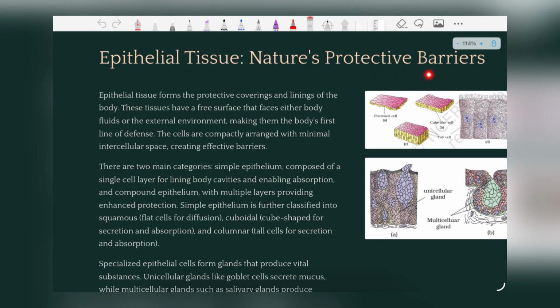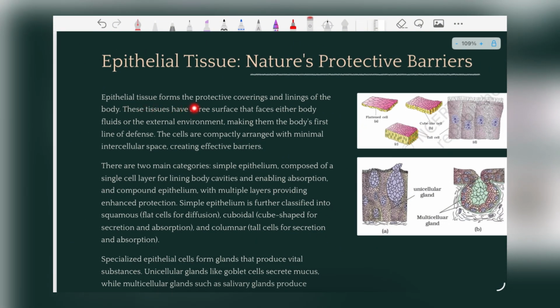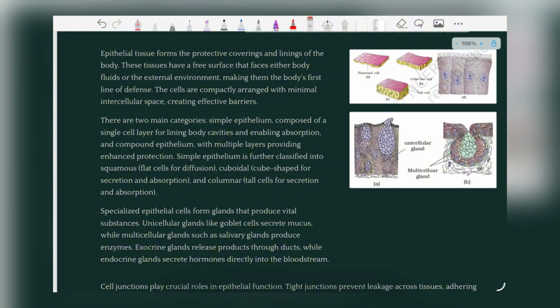Epithelial tissues, nature's protective barrier. Epithelial tissue forms the protective covering and lining of the body. These tissues have a free surface that faces either body fluids or the external environment, making them the body's first line of defense. The cells are compactly arranged with minimal intercellular spaces, creating effective barriers.